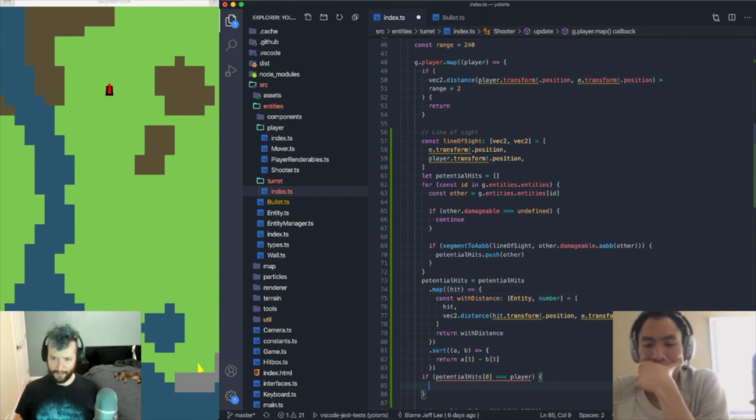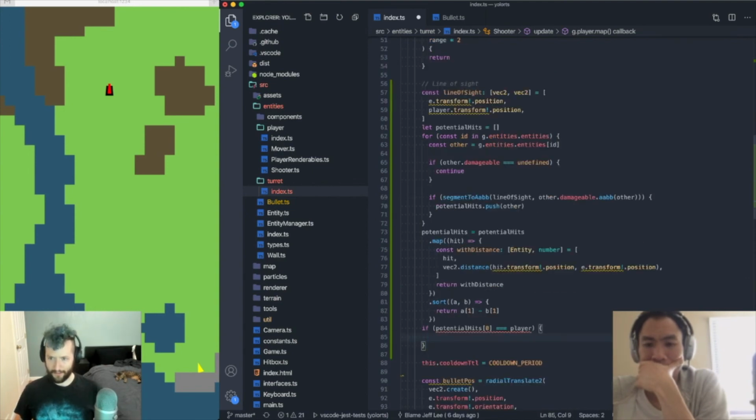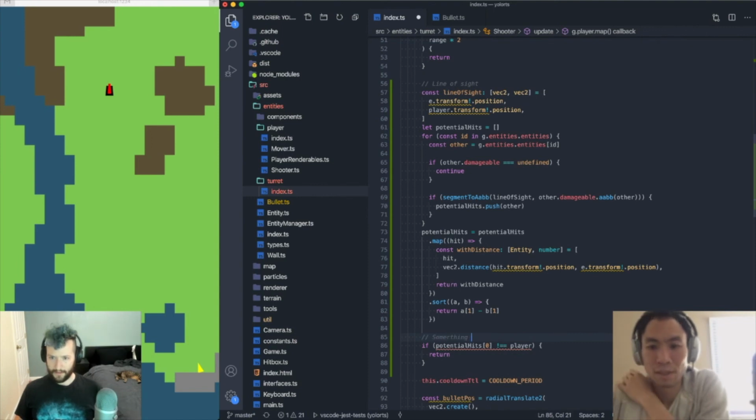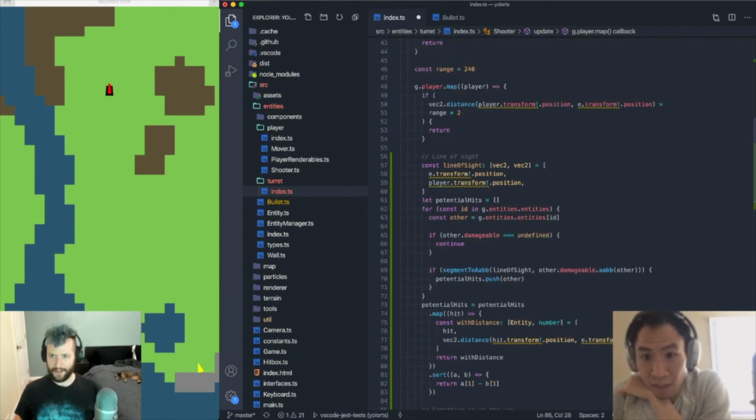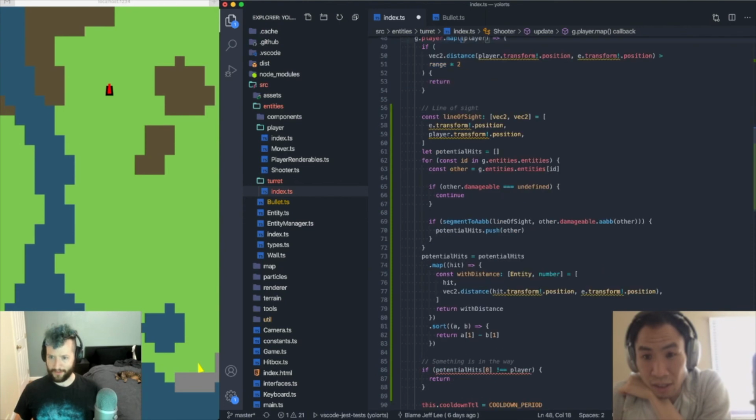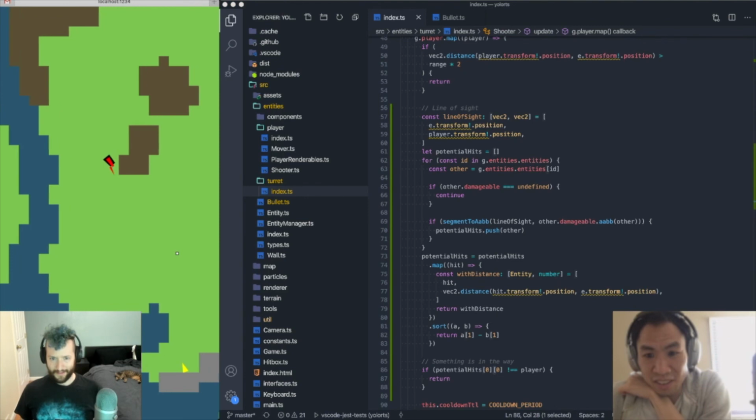If potential hits not equals player, return something. And the player is like g.player. I think we already extracted it, because we're inside your g player map on optional. Oh, you already did that work. Okay, all right, wait. I want to make sure, is this server even running?